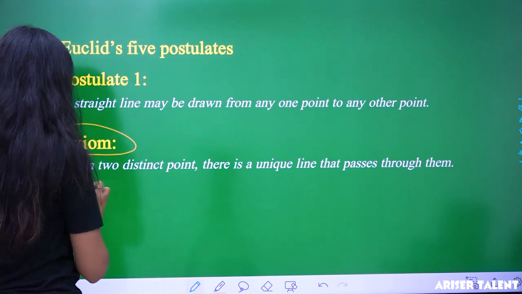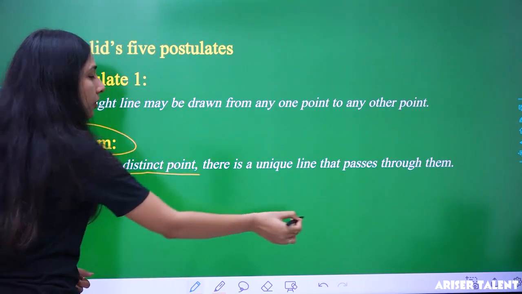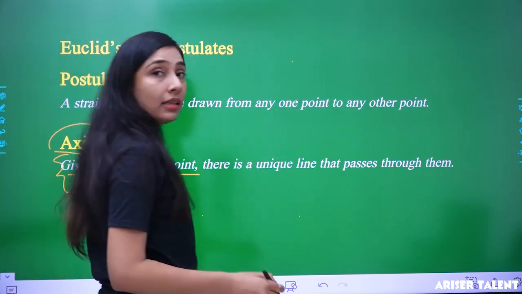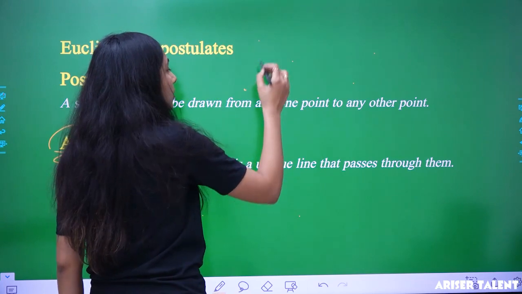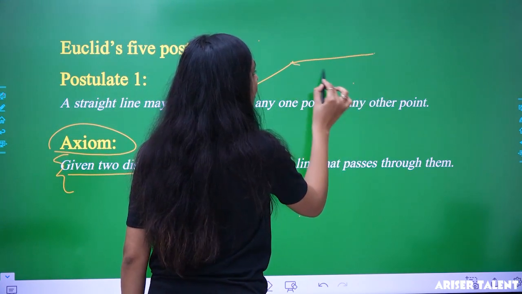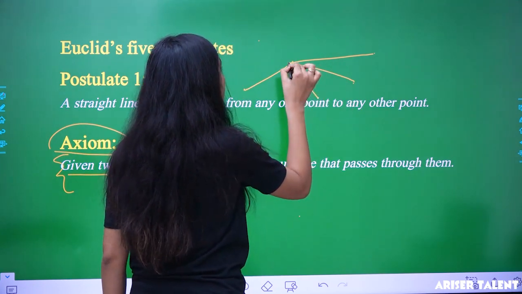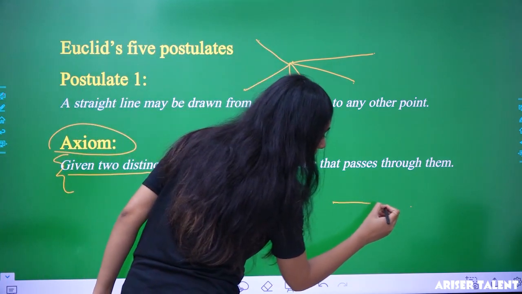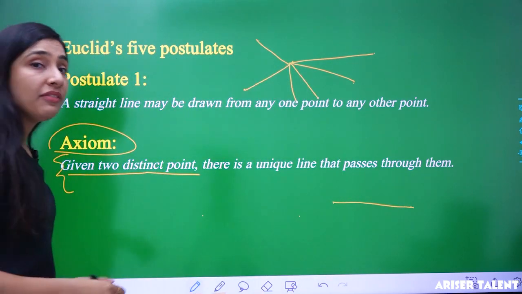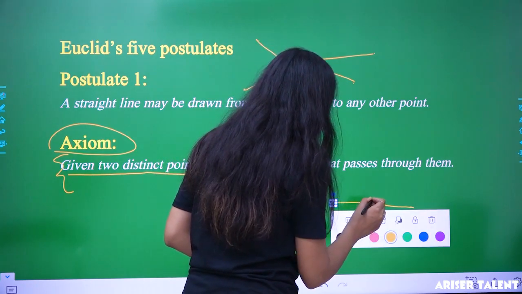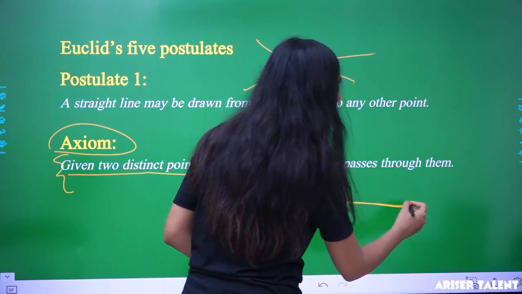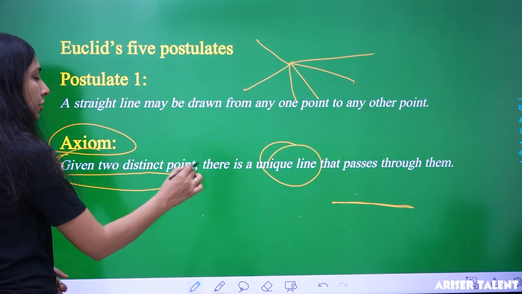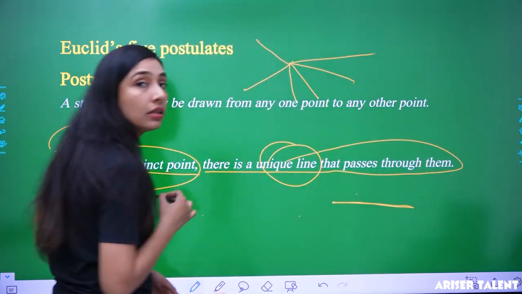What was the axiom here? Given two distinct points, there is a unique line that passes through them. If I have one point and another point here, there will be a line here, and a line here, and here. But if I have these two points only, there will be only and only one line passing through them. If I try again to join these two points, the line will be the same. It will overlap the previous one. So there is a unique line that passes through them. Given two distinct points, there is a unique line that passes through them. Understood this thing?